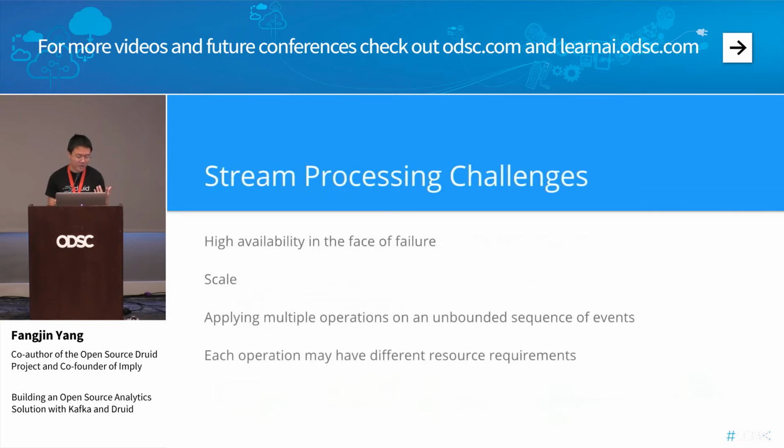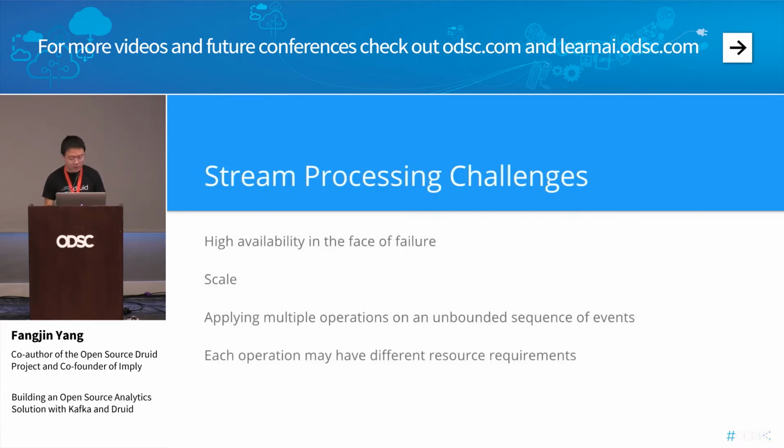For this talk, I'll probably focus mostly on Samza because it's a stream processing system that I have a lot of experience with. So when it comes to stream processing systems, there's a set of challenges associated with them as well. One is scale and high availability. They're always going to be there when working with distributed systems and working with a high volume of data.